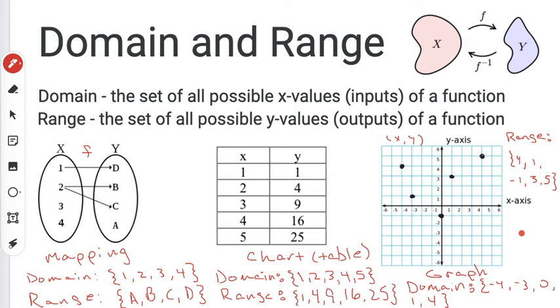So looking at all three of these types of functions, you can look at a mapping of a function, you can look at a chart or a table, and then lastly, you can look at a graph and figure out the domain and range. And that is domain and range of a function.